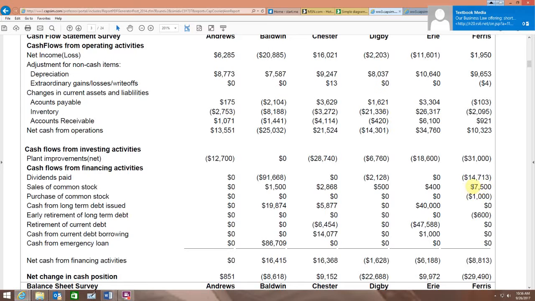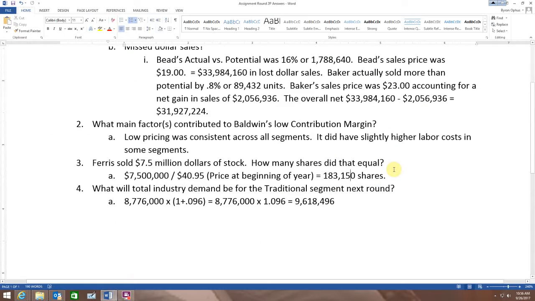But really, the $7.5 million would have generated 183,150 shares. They would have bought back then at that same price $1 million worth, which is 20-some thousand shares, somewhere in that neighborhood, 24,000 or 25,000 shares that they would have bought back to net it out. But the correct answer for that question would be that one.